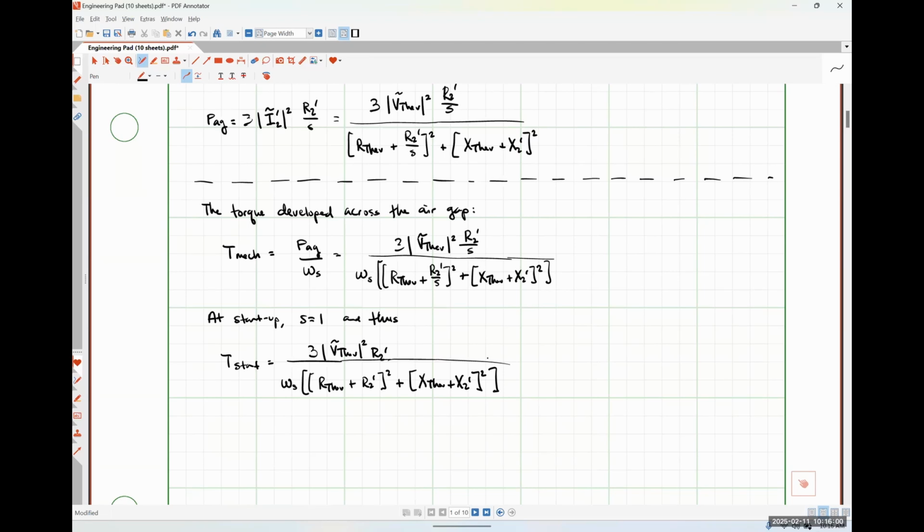Now, as I mentioned a couple of moments ago, the torque that is developed is dependent on slip. So there will be some specific value of slip that is going to generate the maximum amount of torque. I'm not going to make you guys suffer through that math, but how do you find the maximum value of a function? Take the derivative and set it equal to 0. Absolutely right.